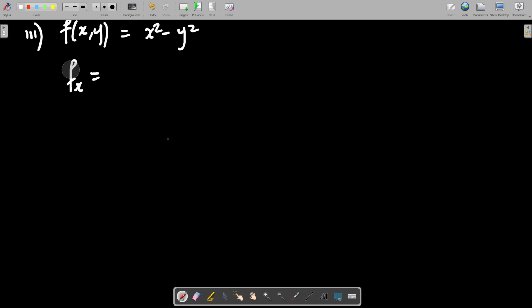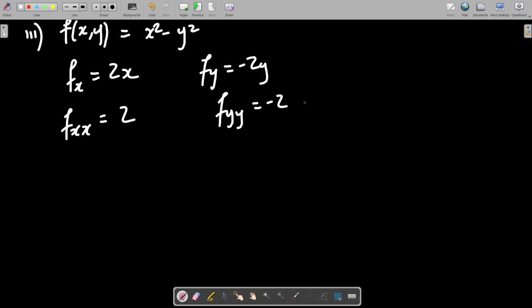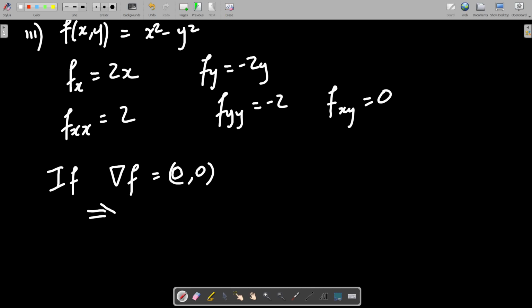Yeah, so let us work this out. fx will become 2x, fy is going to become minus 2y. Okay, and yeah, fxx, if you don't like, you can calculate this later on. It's not compulsory to calculate the double derivatives at this stage only. And fxy is going to become 0, right? Yeah, so clearly if gradient is equal to 0, this will imply that x is equal to 0 and y is equal to 0.